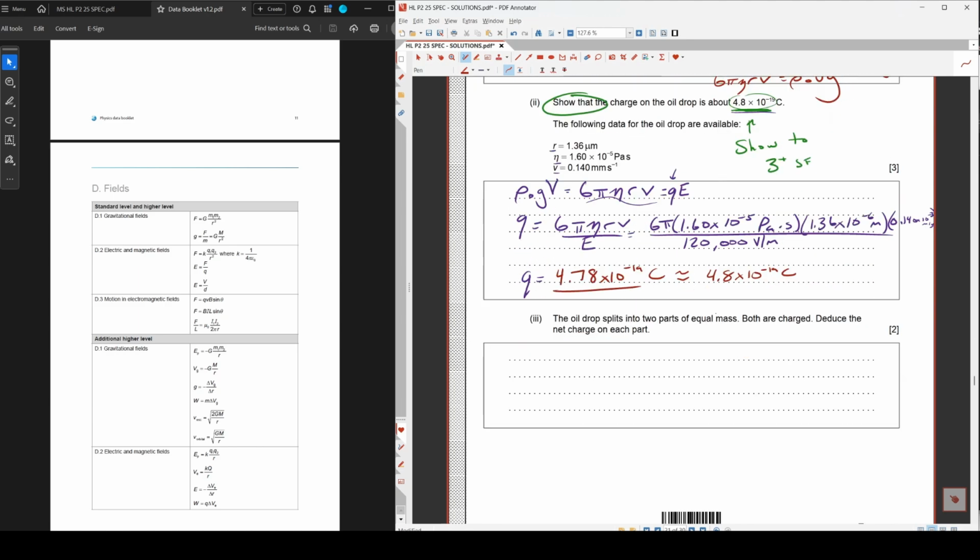Okay, and the last part of this question is the oil drop splits into 2 parts of equal mass. Both are charged. What's the net charge in each part? I should just divide this by 2, right? Well, hold on, maybe not, because remember we're talking about the oil drop experiment. They haven't asked me about the whole conclusion of the oil drop experiment, which is what they really want me to know about.